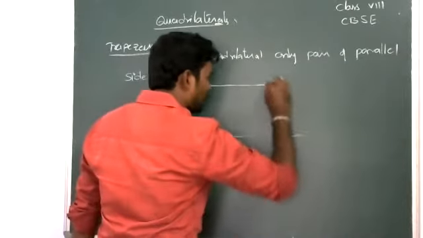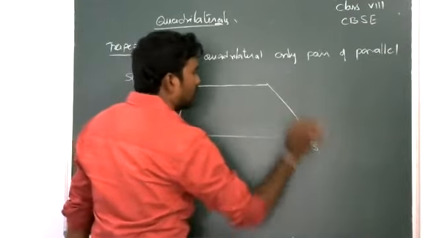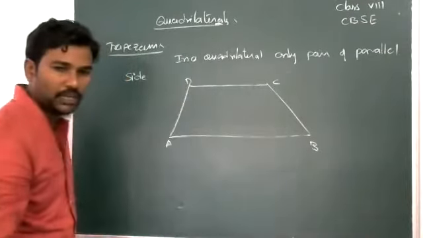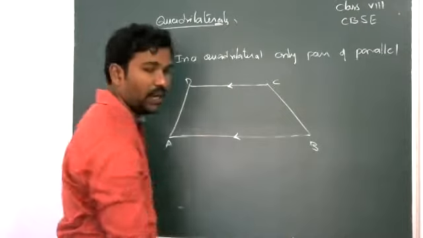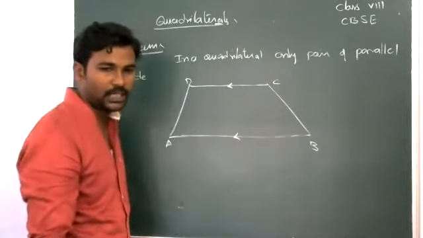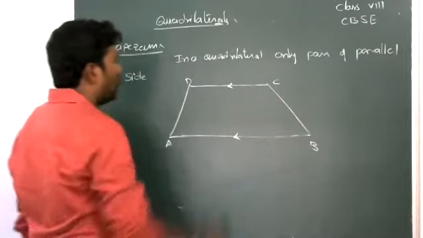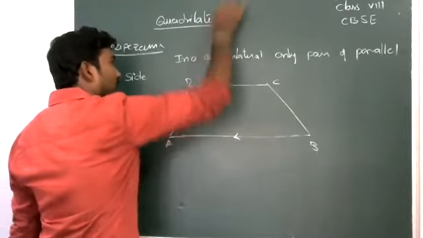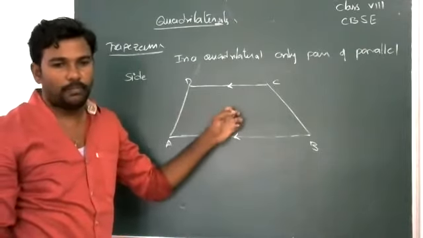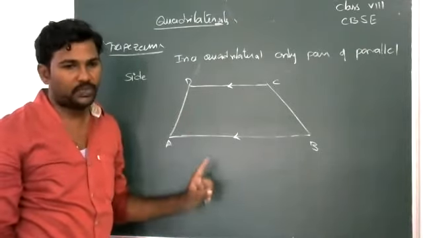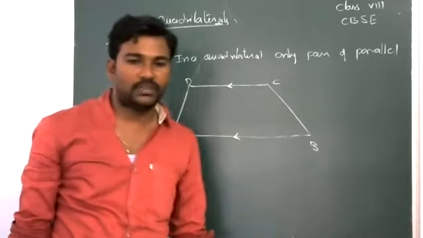Here the following diagram shows A, B, C, D. In this, AB and DC are the parallel sides. The remaining two sides are non-parallel sides. Why? Because suppose you extend them like this, these two are intersecting. That's why this is a trapezium. In a quadrilateral, if only one pair of parallel sides is there, then it is called a trapezium.